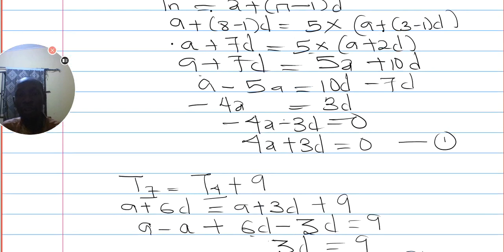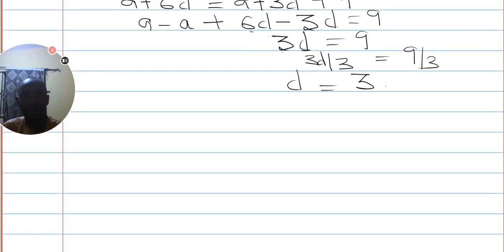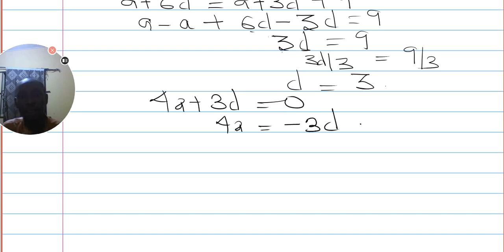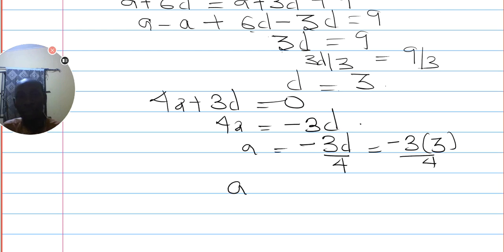Now recall that we have equation 1 to be 4a plus 3d equal to 0. Here I've gotten my d to be 3, right? I can say 4a is equal to minus 3d. Now you can say a is equal to minus 3d over 4. Then my d is 3, so minus 3 times 3 over 4. It means my a is equal to minus 9 over 4, right?